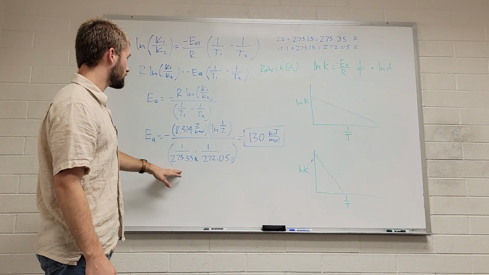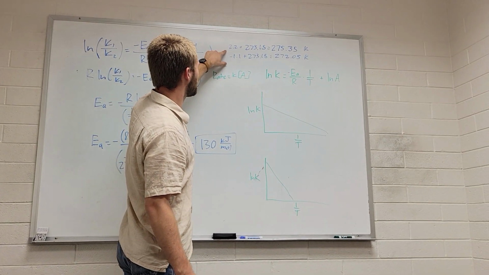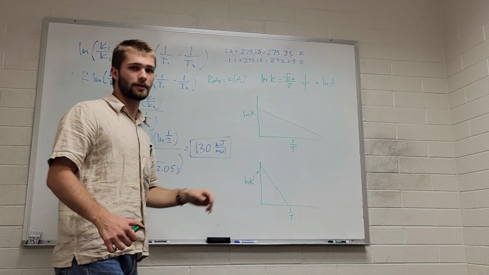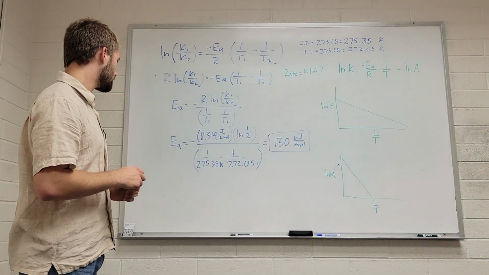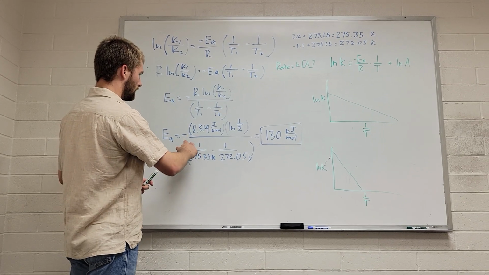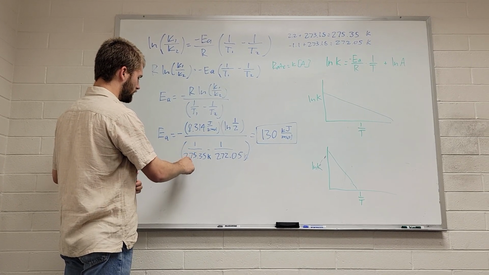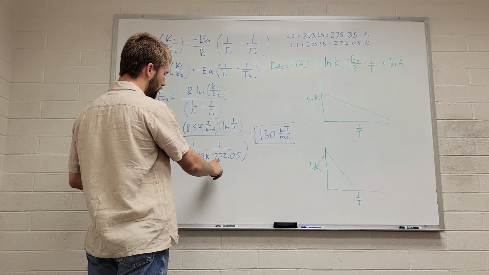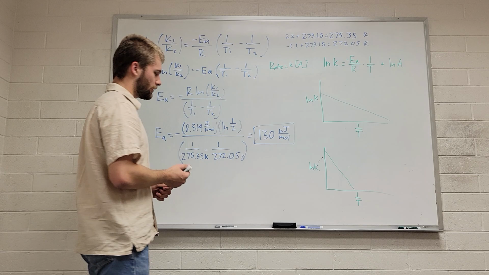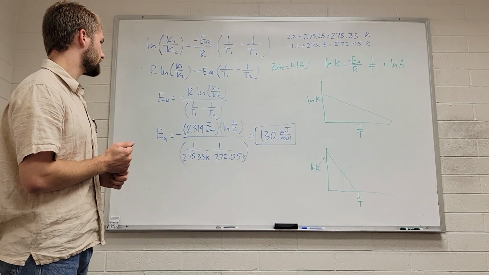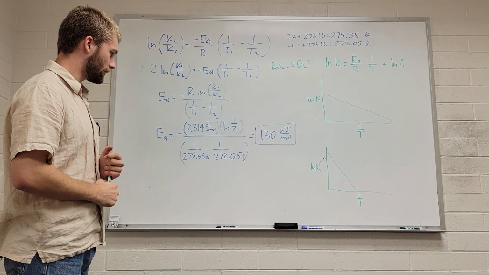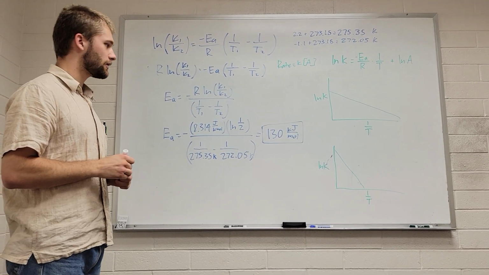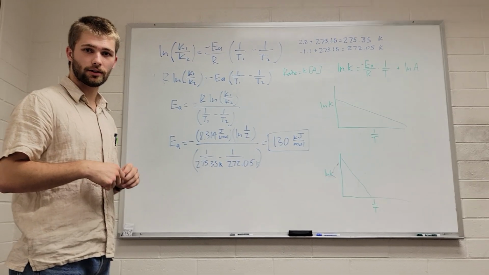Now divide all that by the temperatures we have. Convert these to Kelvin: 2.2 plus 273.15, and minus 1.1 plus 273.15, gives us these values for absolute temperature. So for temperature 1, we've got 1 over 275.35 Kelvin, which is the 2.2 Celsius, minus temperature 2, 1 over 272.05 Kelvin, which is the minus 1.1 degrees Celsius. When you plug this in the calculator and solve for it, we get 130,000 joules per mole, or 130 kilojoules per mole. So this is a relatively high energy of activation.